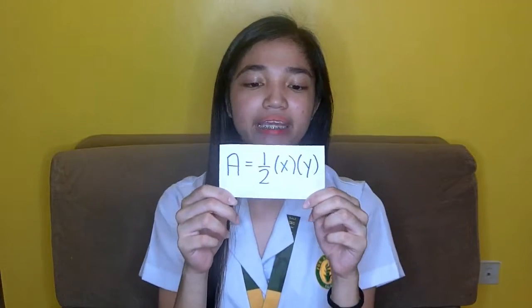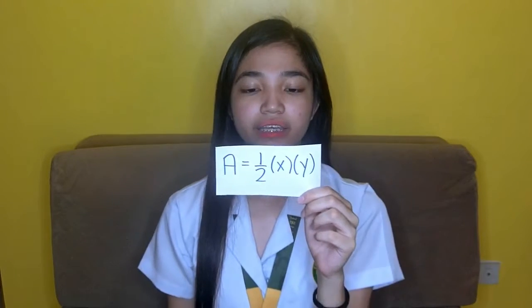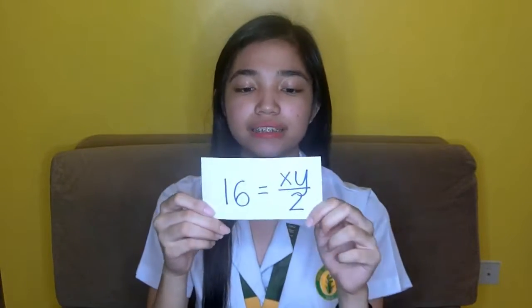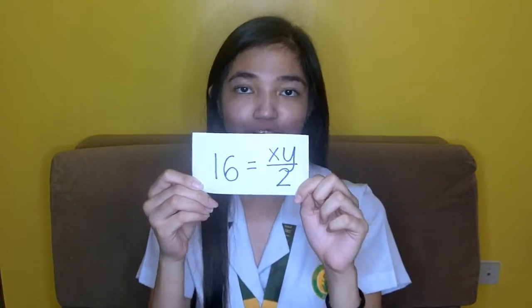By replacing base and height with x and y in the formula for the area of the triangle, we now have this formula, which is A equals 1/2 x times y. By substituting the area, which is 16, we now have our first equation, which is 16 equals x times y over 2.